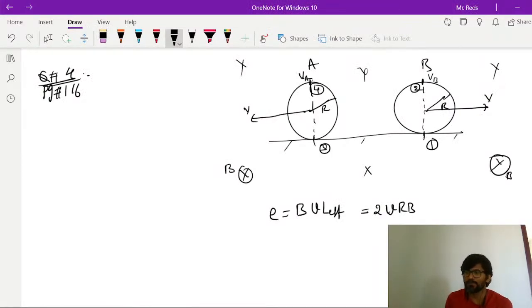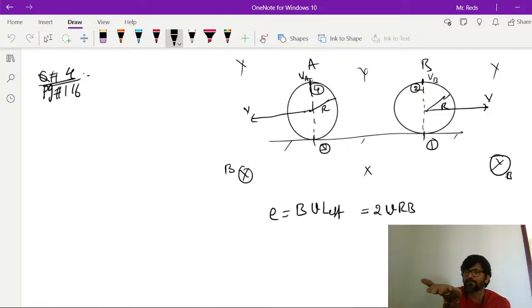So if you consider Fleming's right hand palm rule. According to Fleming's right hand palm rule, if you stretch the fingers of the right hand into the plane in the direction of the magnetic field, and the thumb in the direction of velocity, then the palm direction will give you the positive potential one.